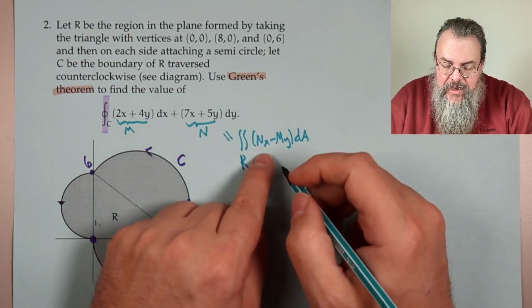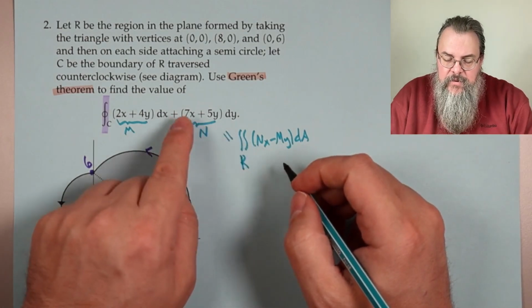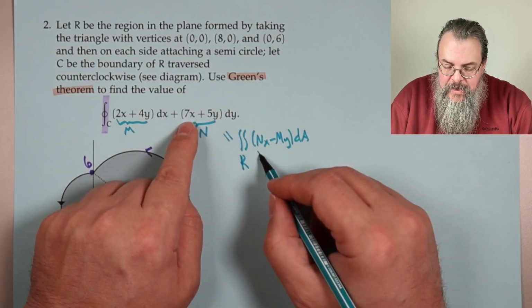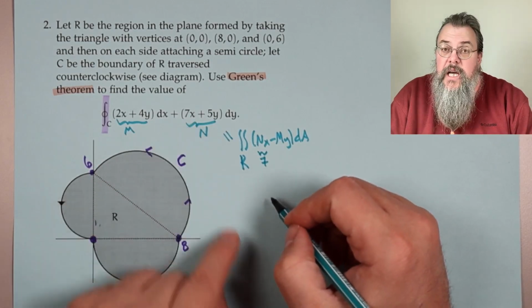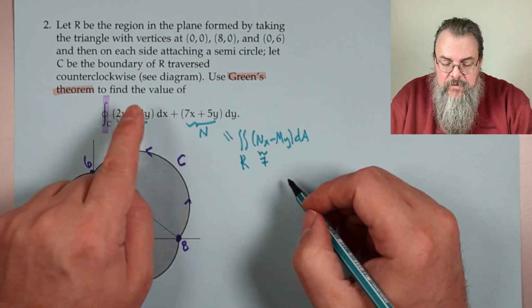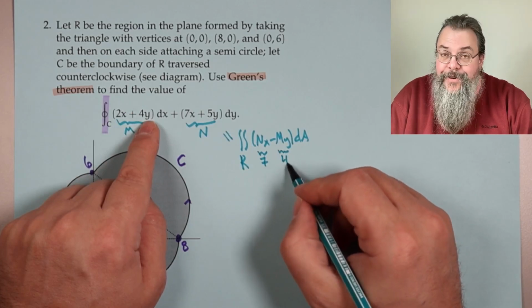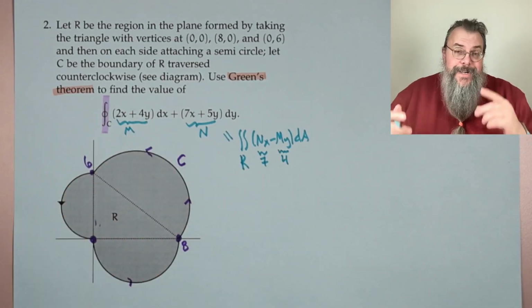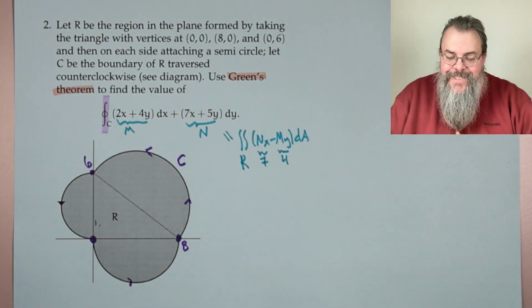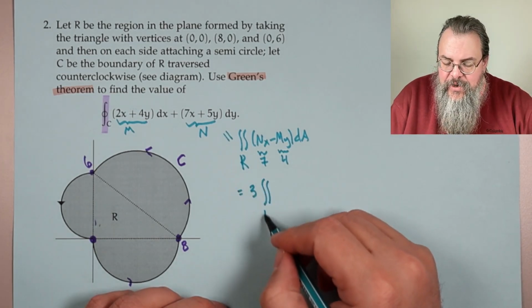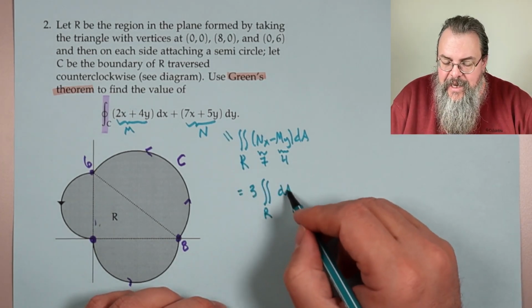Well, what is N sub x? The derivative of N with respect to x is 7. M sub y? The derivative of M with respect to y is 4. All right, 7 minus 4 is 3. So we can pull the 3 out. So this is 3 times the integral over our region of dA.